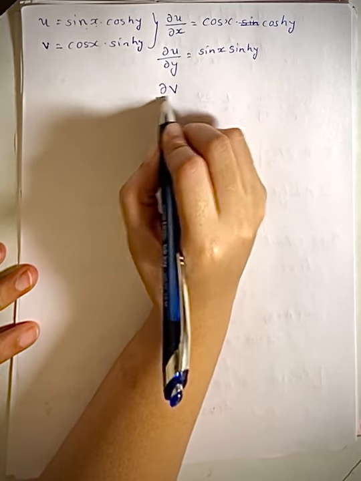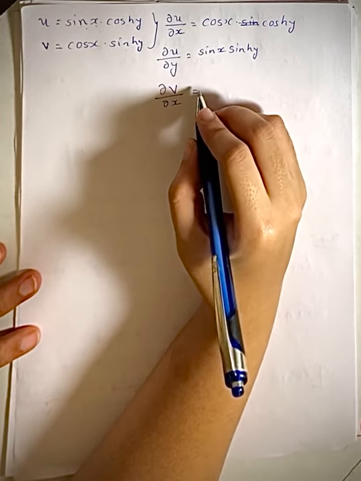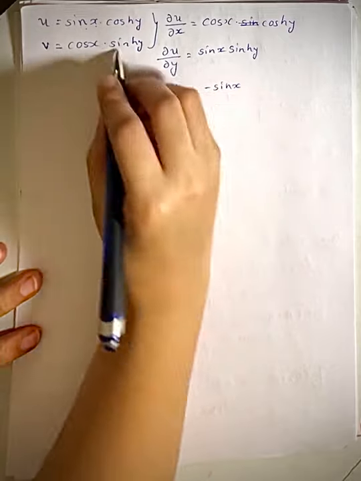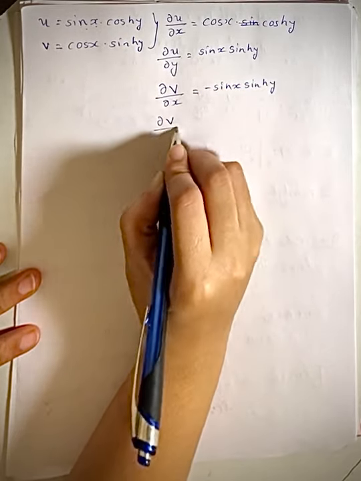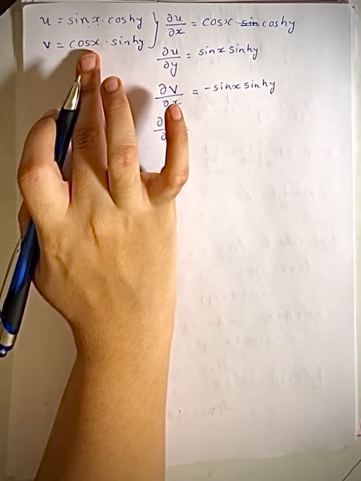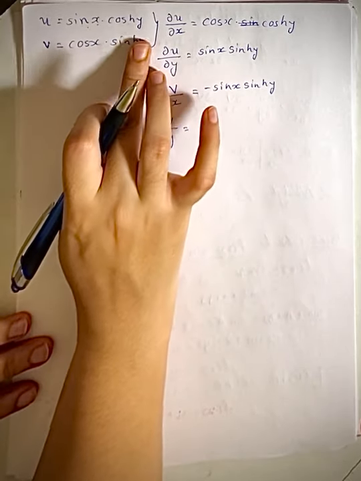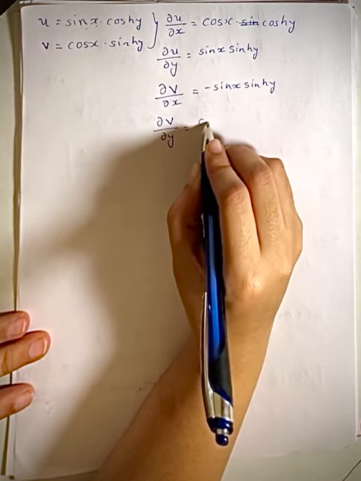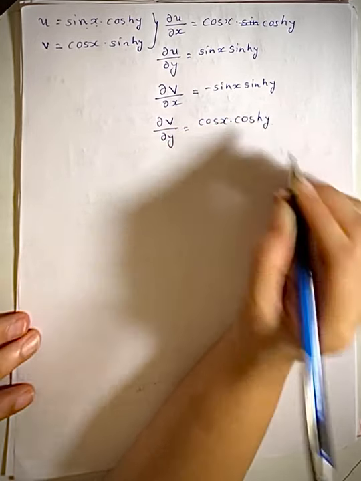Then del v by del x: cos x will become minus sin x, and sin hy is constant. And del v by del y: cos x is constant, and we take the derivative with respect to y of sin hy, so it is cos x cos hy.